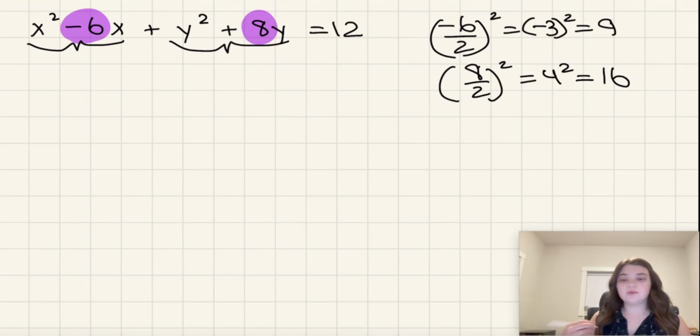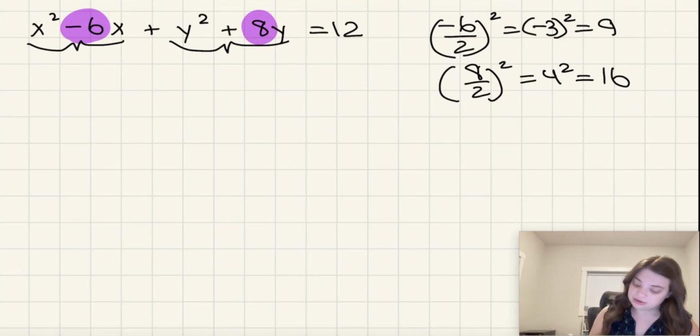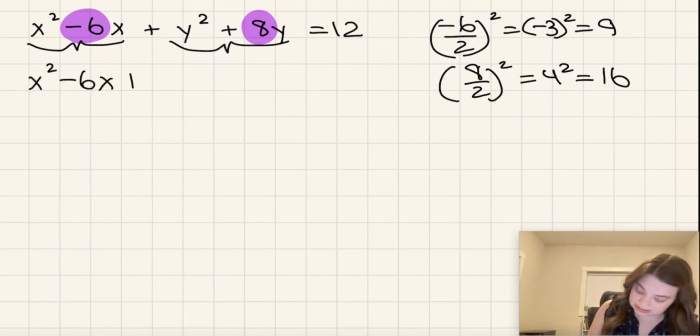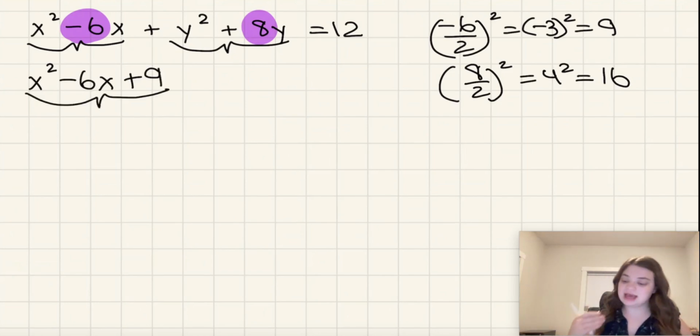Now we can do this in one of two ways. We could either add 16 and subtract 16 from the same side and then do the same thing with 9. Or we could add 25 to both sides. So I'm going to add 25 to both sides. And here's how I'm going to do that. On the left side, I'm going to add plus 9 here right after the -6x, because when we took -6 and we divided by 2 and squared, we got 9. So 9 should come right after that to set us up nicely for our next step.